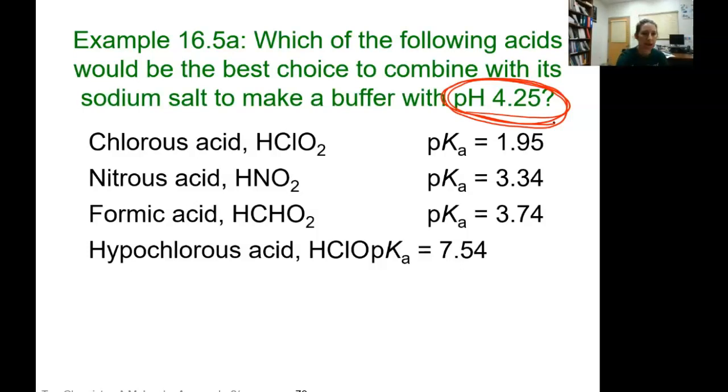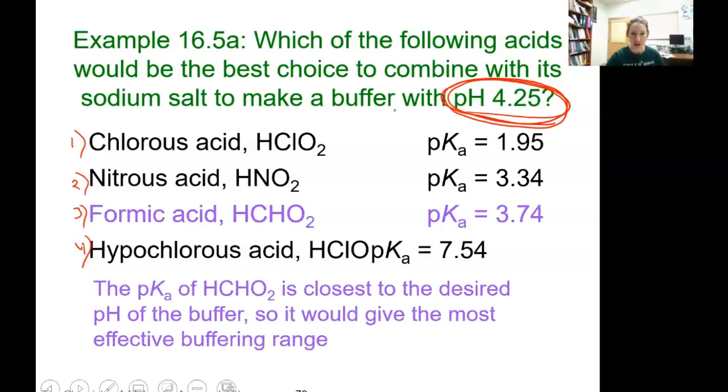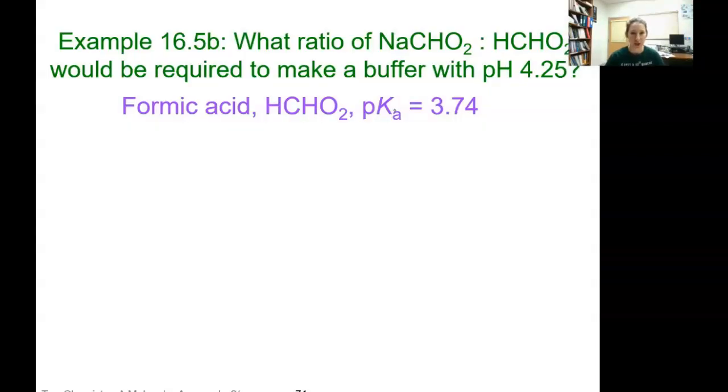What do you think? Which one's the best choice? Yeah, the third one, because its pKa is closest to my actual pH, right? And you're looking for this, it's actually a lot easier than the math is. If your pKa is close to your pH, that's going to be your best buffer. That's going to be your best buffering range.